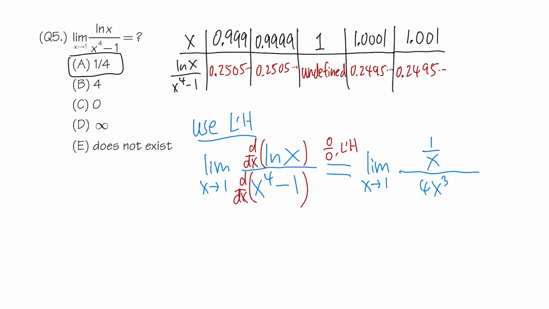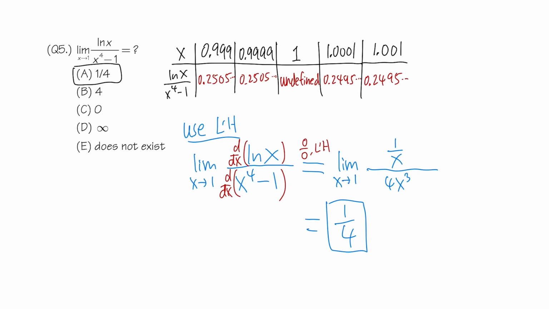And then if you plug in 1 into all the x's, work that out. It's just 1 on the top over 4 on the bottom. So the answer is just 1 over 4. So that's it. We are done. Right? So for this one, yeah, we can use L'Hopital's rule, but use the calculator.